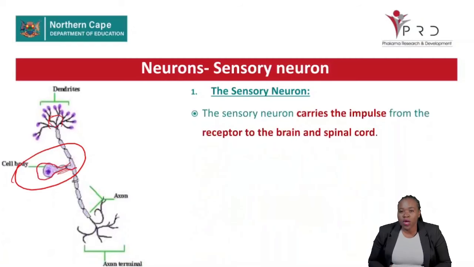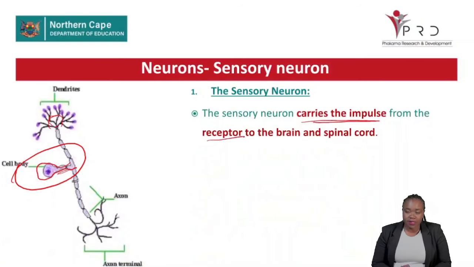This is a way in which you are going to be able to differentiate the sensory neuron from the motor neuron, which we are going to look at just now. So this sensory neuron carries impulses from the receptor. Now, remember, the receptors are parts of the body or parts of the sense organs that are going to receive that stimulus from the external environment.